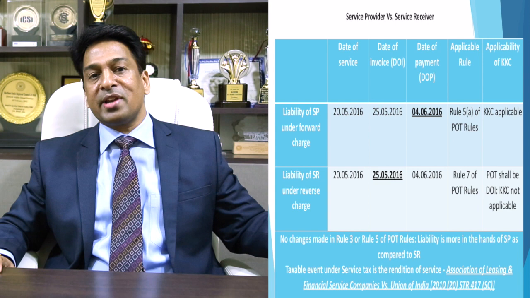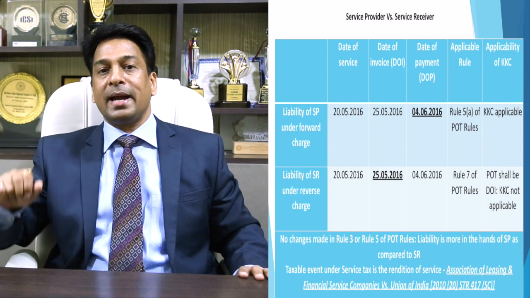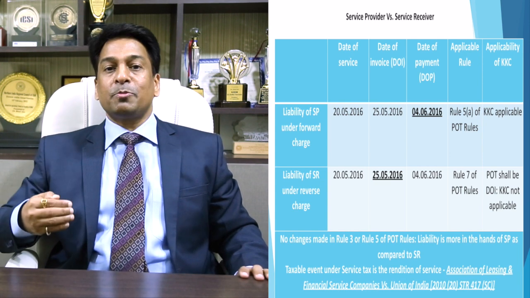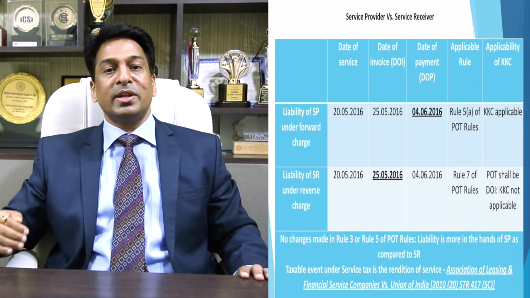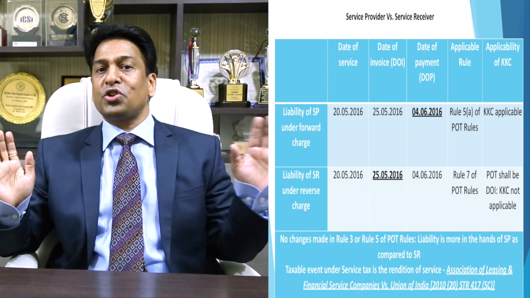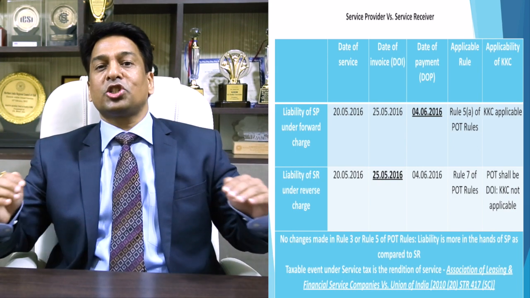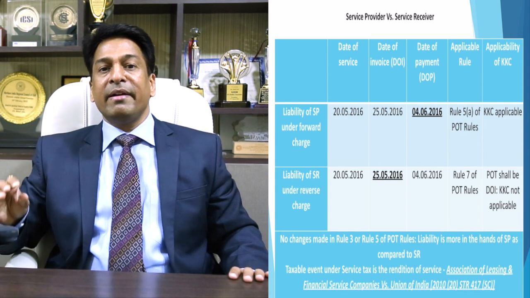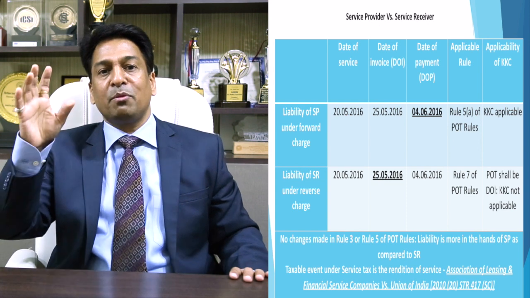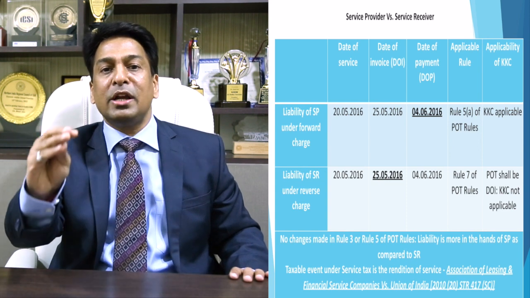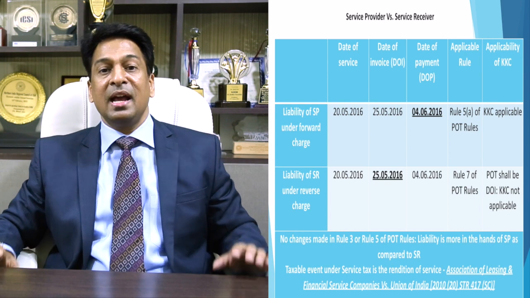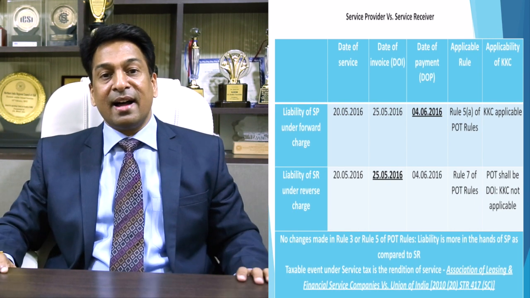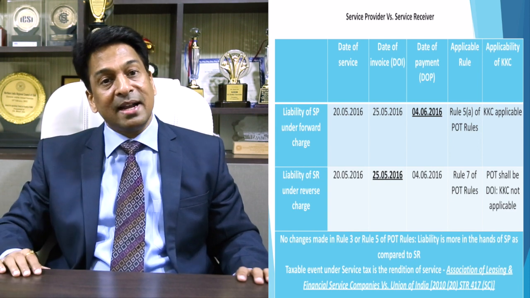Service receiver you have understood well, but let's look at the service provider. Who has to pay service tax under forward charge? The service provider rendering service on 20th May. It is not a reverse charge liability now, it is a forward charge liability. So he is rendering service on 20th May, raising invoice on 25th May, and he is being paid only on 4th June 2016. Now we have to discuss whether KKC, Krishi Kalyan Cess, needs to be paid by the service provider.